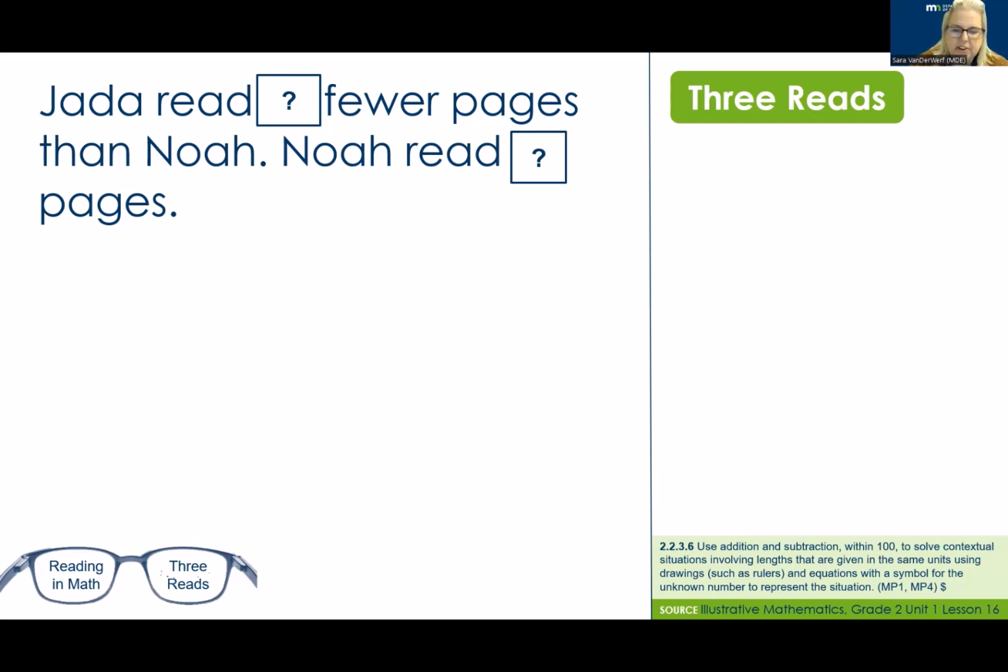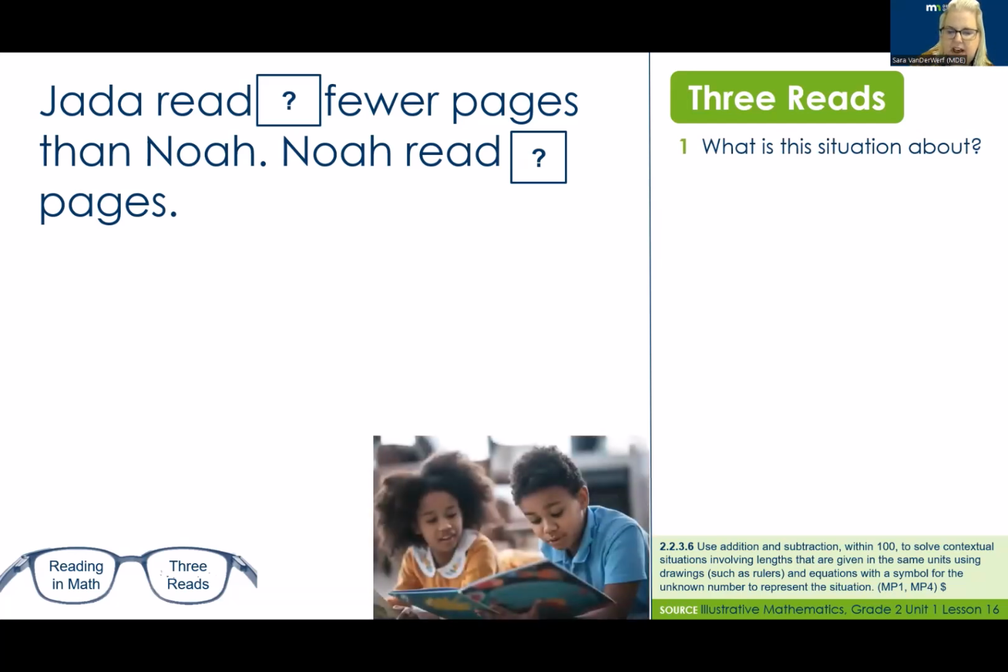And we would read out loud, Jada read some amount of pages, fewer pages than Noah. Noah read some amount of pages. And then we'll answer the question, what is the situation about? Sometimes I'll support it with a picture to support this idea of what's going on. We'll read it out loud again. This time we'll talk about what could be counted or measured.